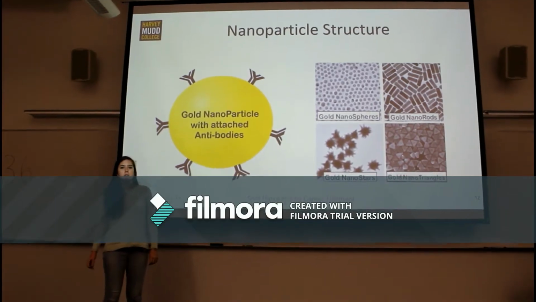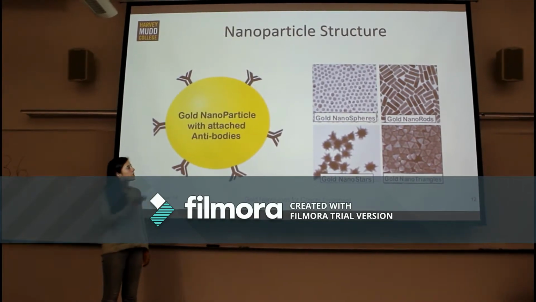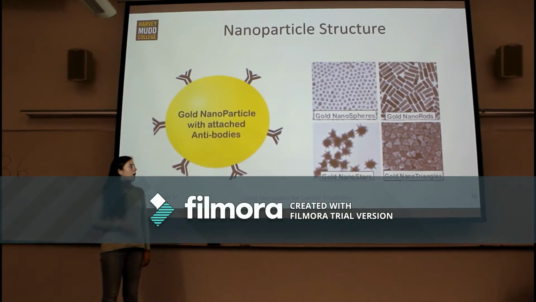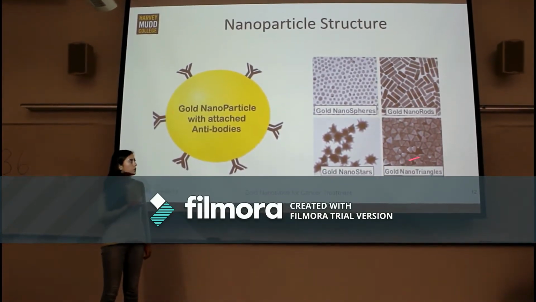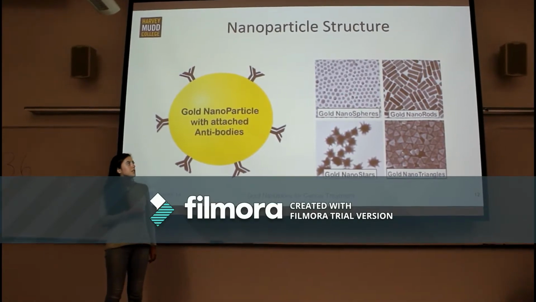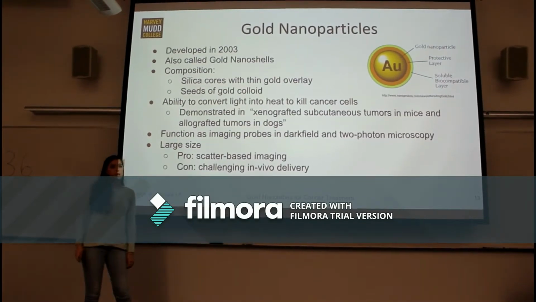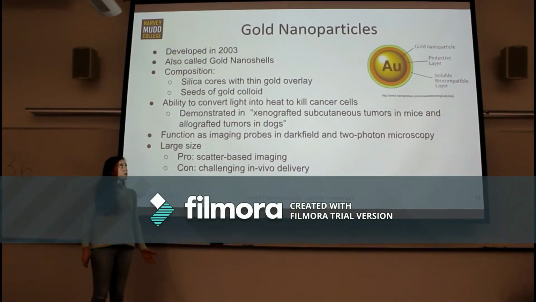So as Marianna was talking about, there are different shapes of gold nanoparticles. So the main two we're going to focus on are seen here, gold nanospheres and gold nanorods. However, there are two other types known as gold nanostars and gold nanotriangles, but these are the main two being used in this type of cancer treatment so far. So we're going to start with gold nanoparticles. So those were developed in 2003, and they're also known as gold nanoshells.